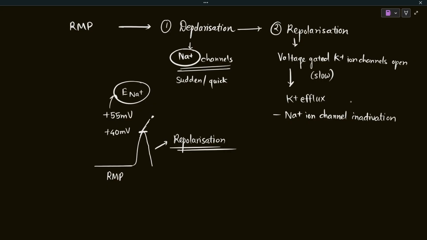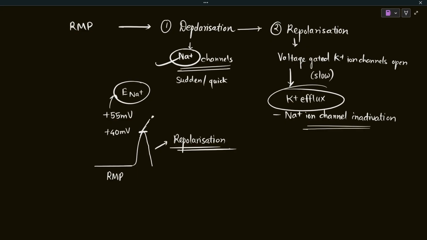Okay, so whatever sodium ion channels were open during the depolarization state, they get inactivated. So the sodium influx stops. There won't be any sodium coming in. All of the potassium ions will move out. This is how, during the repolarization state, the resting membrane potential is achieved again.